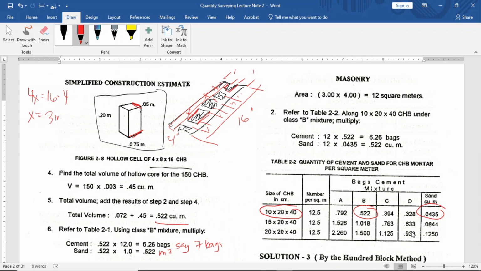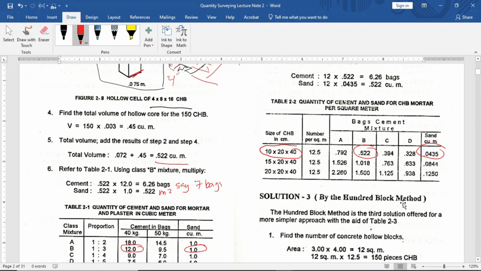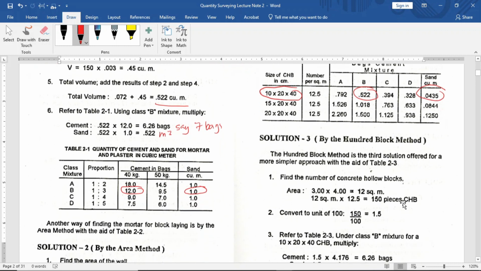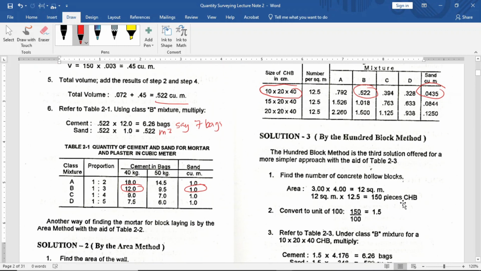So, 12 times 0.522, ito yun. Top is equal to 6.26. Sand, 12 times 0.0435 cubic meter is equal to 0.522 cubic meter. So, mas madali yung area method ng pagkuha ng cement mortar. So, ito naman, by 100 block method. So 100 block method is the third solution offered for a more superior approach.